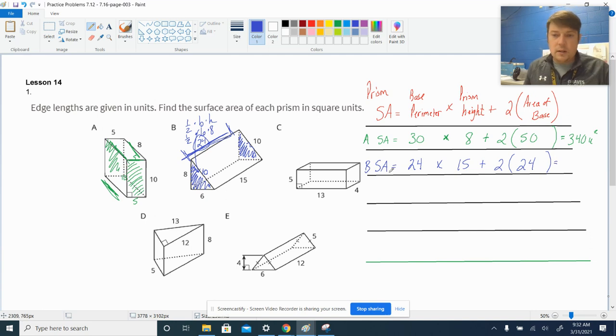And then the rest of it is just some multiplication to find that big rectangle that wraps around the whole thing, and then the 2 bases added to that. So 24 times 15, that gives me 360. Plus I got to add the 2 24s, which is like another 48. So 408 is the surface area in square units for this one.